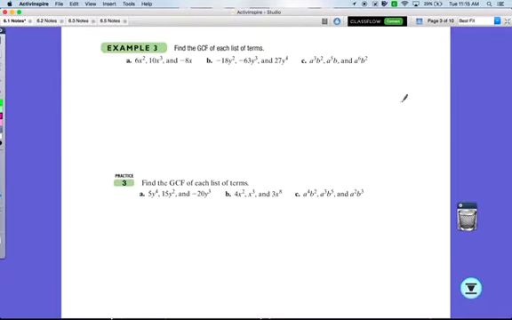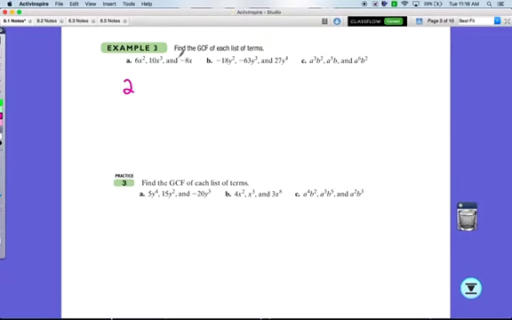All right, now if you have multiple things, numbers and variables, you just do both of them. You say, all right, for the 6, 10, and negative 8, they're all even, so they all have 2 in them. Anything else go into them? 3 goes into 6, but it doesn't go into 10. 5 goes into 10, but doesn't go into 6. 4 goes into 8, but doesn't go into either other one. So the GCF of the numbers is 2.